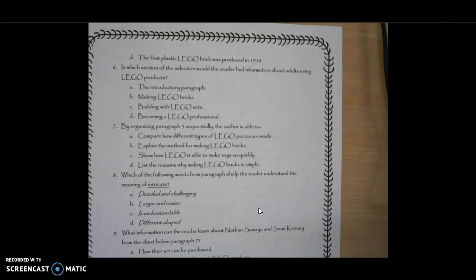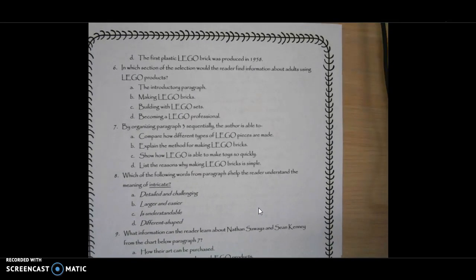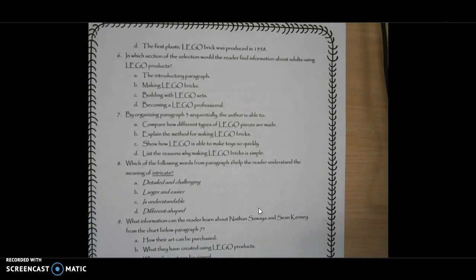6. In which section of the selection would the reader find information about adults using Lego products? A. The introductory paragraph. B. Making Lego bricks. C. Building with Lego sets. Or D. Becoming a Lego professional.